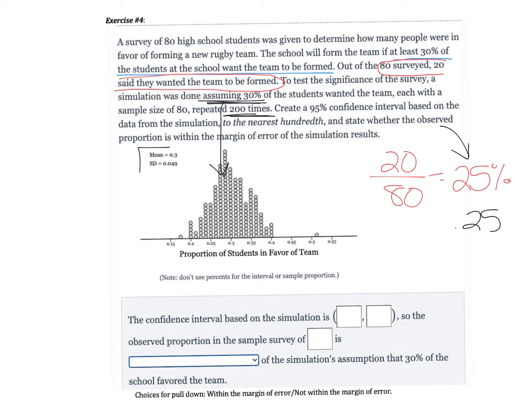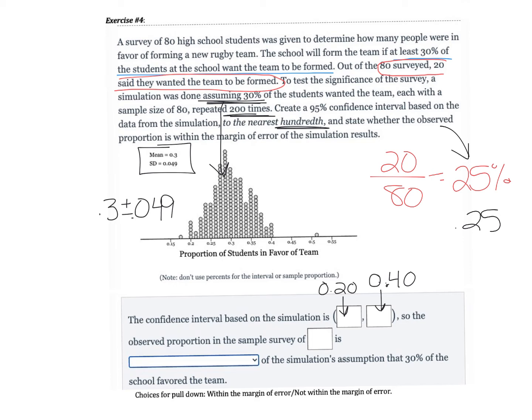So we have our data here. We don't need to cut off dots. We're going to do our mean plus or minus 2 standard deviations. If we did that, that is going to give us, to the nearest hundredth, it says to round to here, this one is going to be 0.20. And this one is going to be 0.40. So that's what it rounds to. So this is our confidence interval.